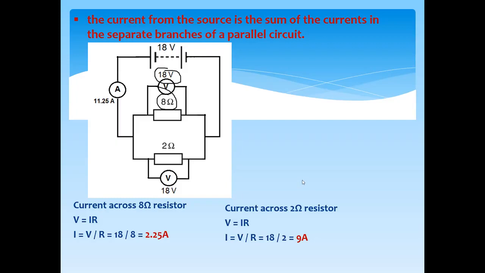So series circuits have the same current and the voltage divides. Parallel circuits have the same voltage, but the current divides. But we may have a circuit which is a combination of both series and parallel.